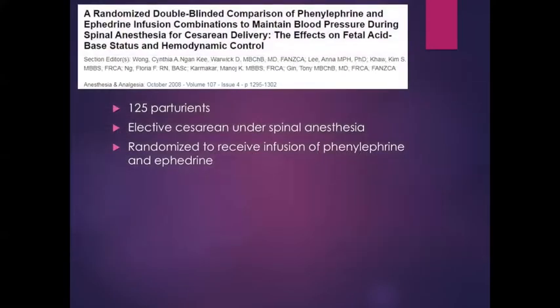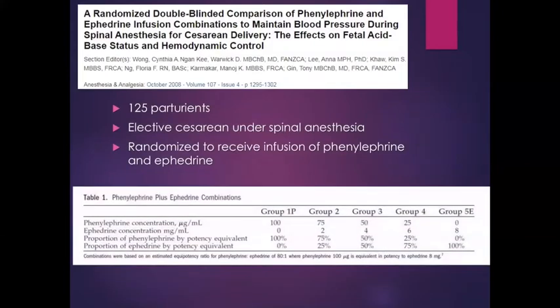Nan-Key continued to study phenylephrine in an attempt to further optimize the treatment of spinal-induced hypotension. In this study, there were 125 women undergoing elective cesarean delivery under spinal anesthesia, and they were randomized to receive an IV infusion of phenylephrine and ephedrine combined in one of 5 different concentration ratios. And here are the details of those concentration ratios.